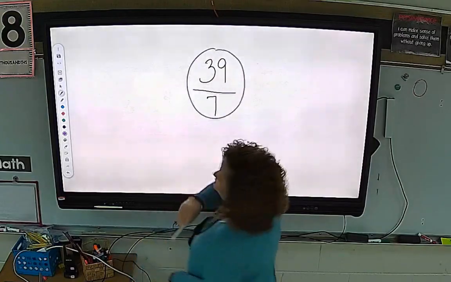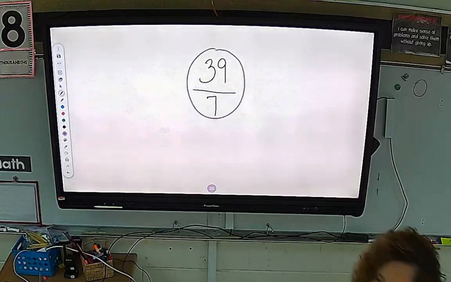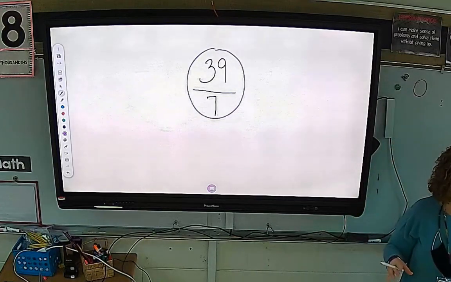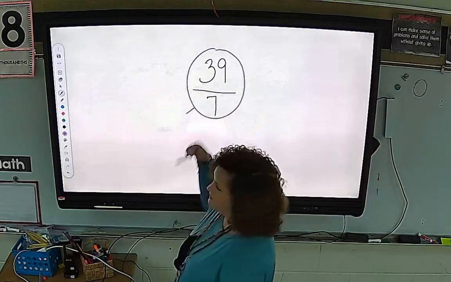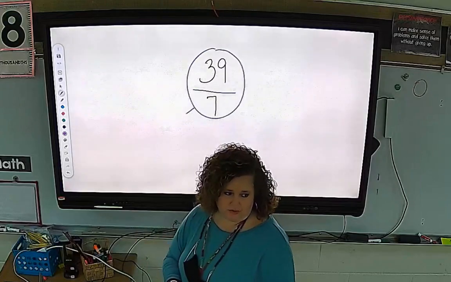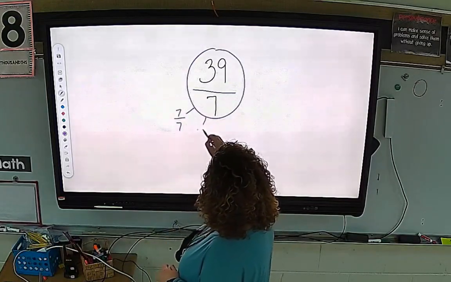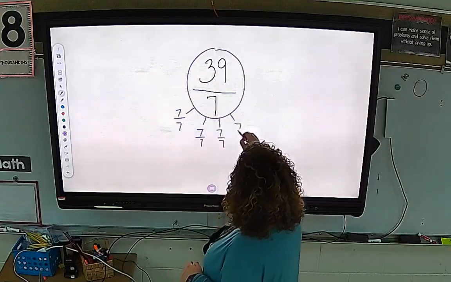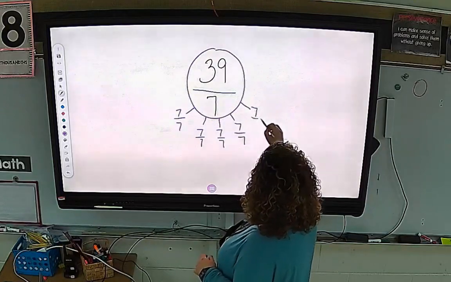So, you need your number bond. And how many times can you pull out 7 sevenths from 39 sevenths? What's the most you can pull out? Okay, 5 times. Because 7 times 5 is 35. That's getting pretty close to 39 without getting too big. So 7 sevenths, you might have lumped them together, and that's fine if you did. But if you didn't, your number bond might look like this.